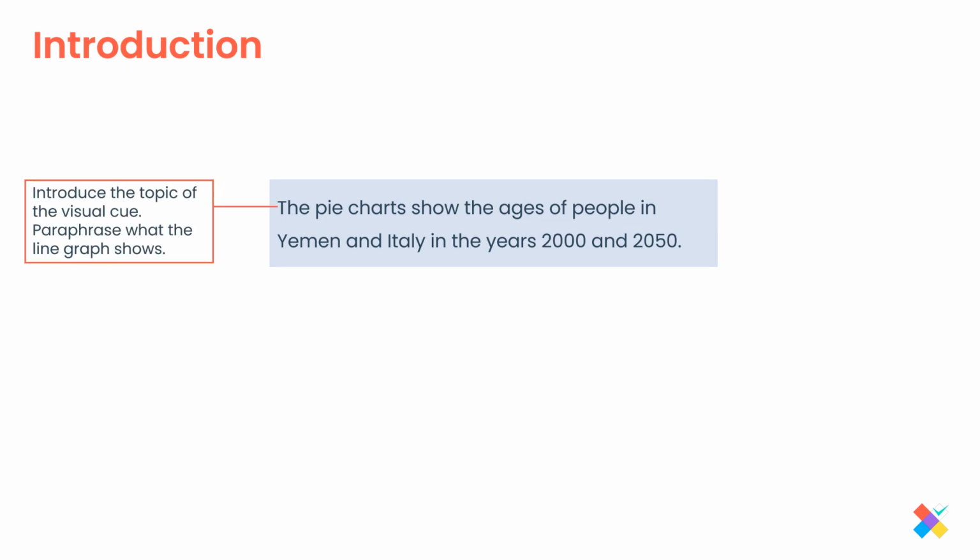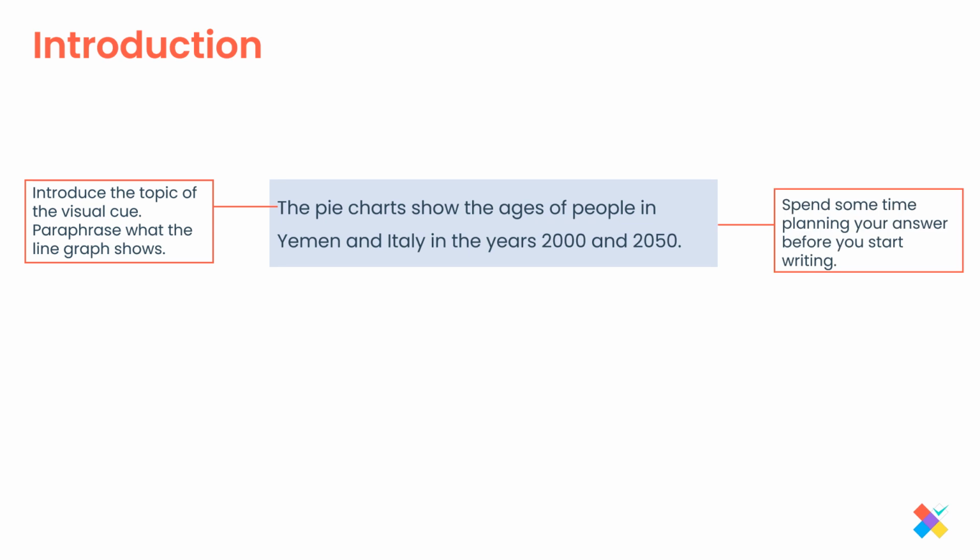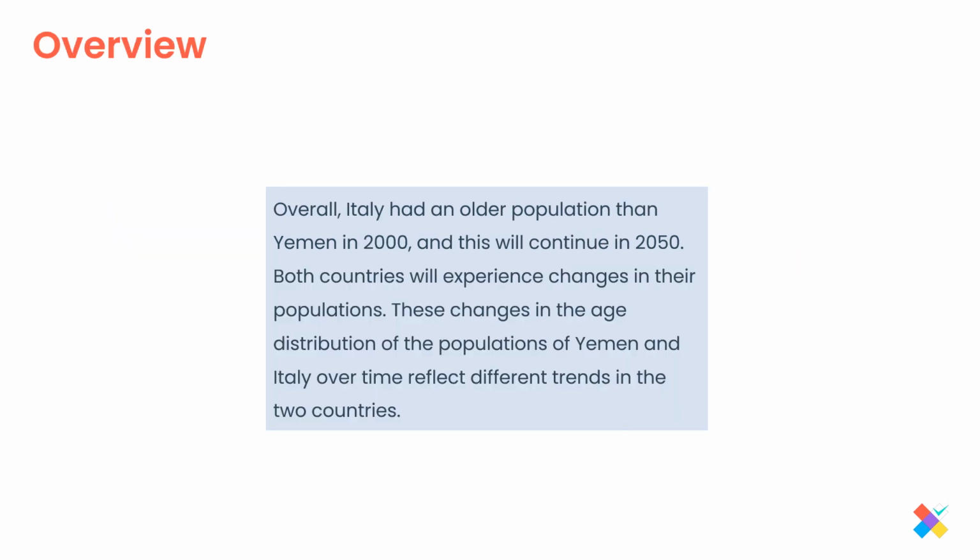I'm going to introduce the pie charts, or the 4 pie charts if you want, to show the ages of people in Yemen and Italy in the years 2000 and 2050. It is extremely important for you to mention the time frame as well. Easy peasy, 1 sentence. Then, in the overview, as I said, you have to identify the main features.